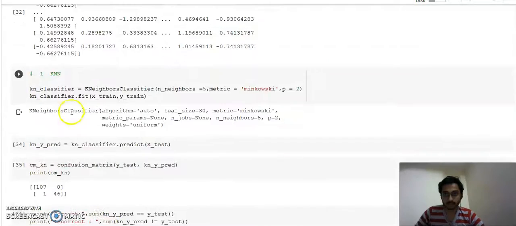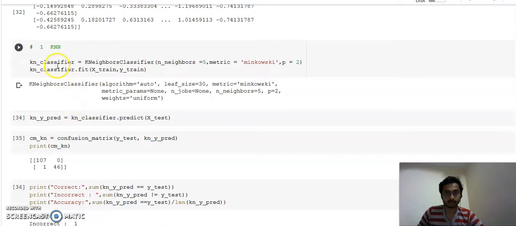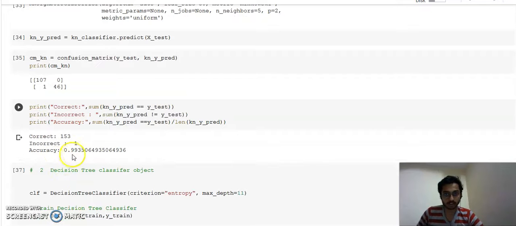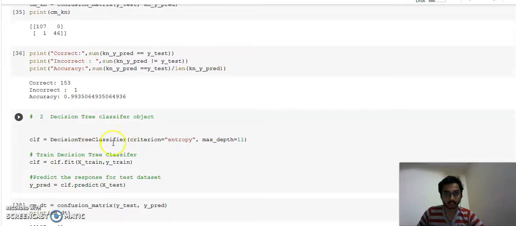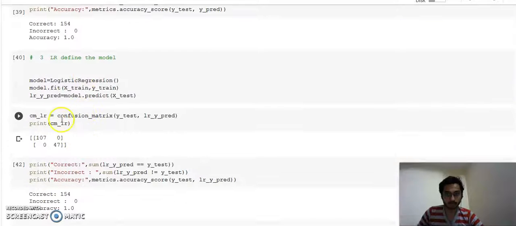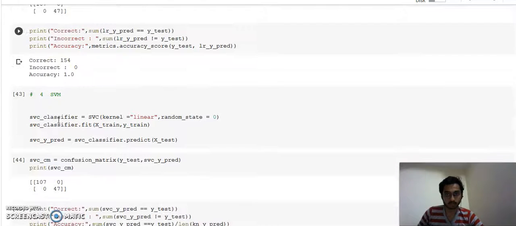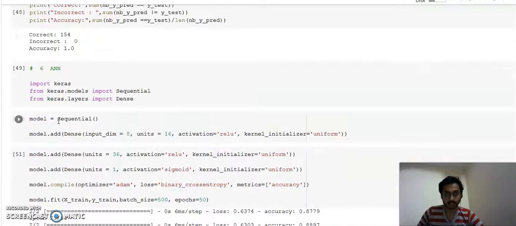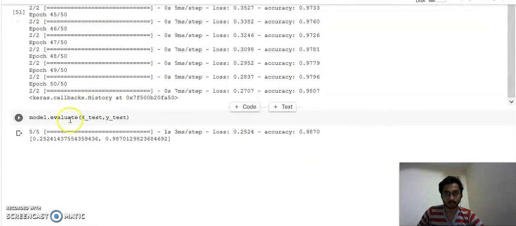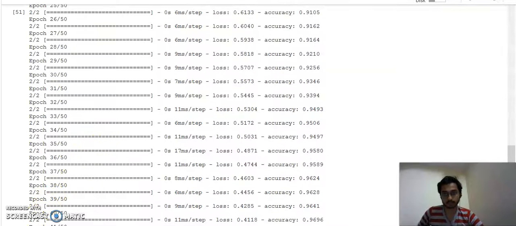Here the KNN algorithm is run with the first method, and as we can see, the accuracy is 0.99. For decision tree classifier, it is 1, and so on for different algorithms as shown here, and epochs for artificial neural network, and this is the final accuracy for the first method.